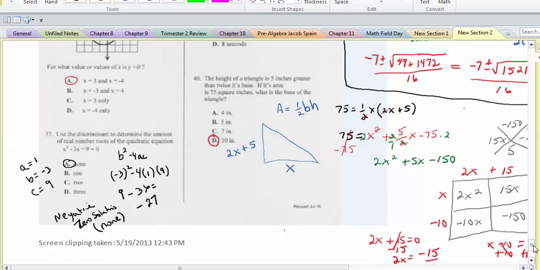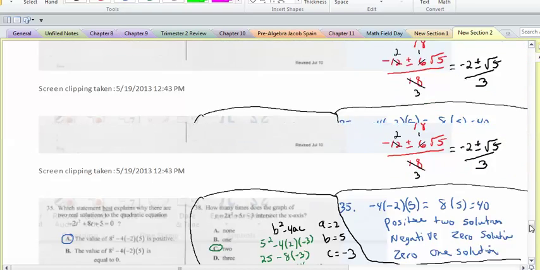37. Again, we're using the discriminant to find the roots or the number of solutions. We found our A is 1, our B is -3, our C is 9. Plug them in. Did the math. I got a -27. That's 0 solutions or no solutions or none. So it's letter A. Okay, 37, 38 now.